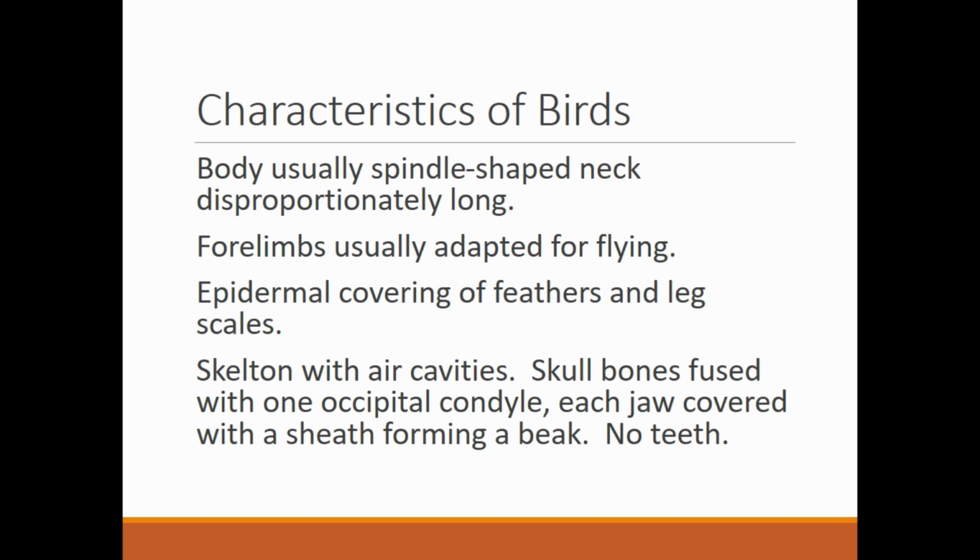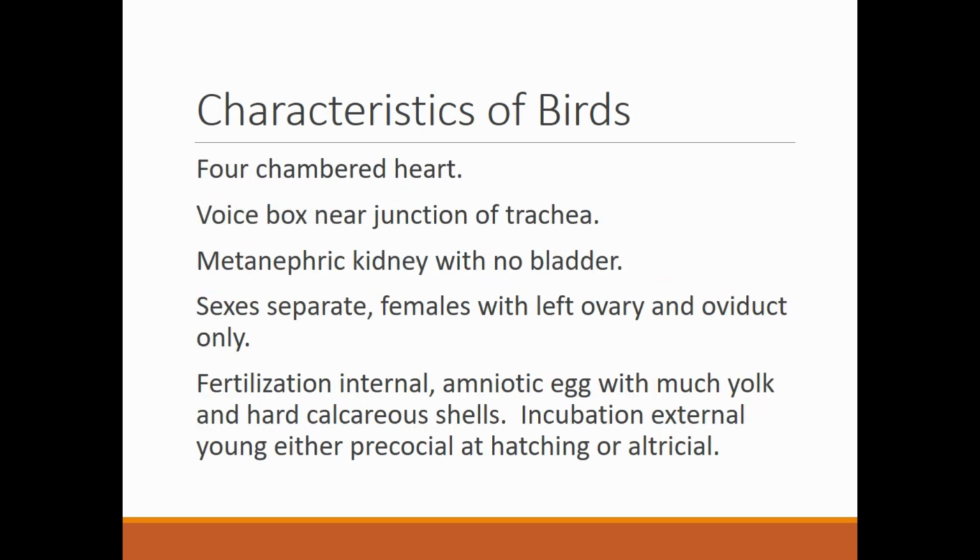So think of an owl. The old wives' tale is that an owl can turn its head all the way around. It can't do 360 degrees, but it can easily turn its head 180 degrees, which is directly straight behind. I can't do that. So that one articular surface gives birds incredible range of motion when it comes to turning their head. Each jaw is covered with a sheath forming a beak, or a bill in the case of waterfowl, and they have no teeth. Okay, so those are your characteristics of birds.